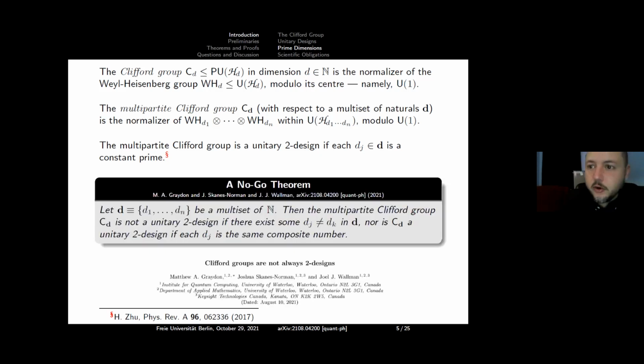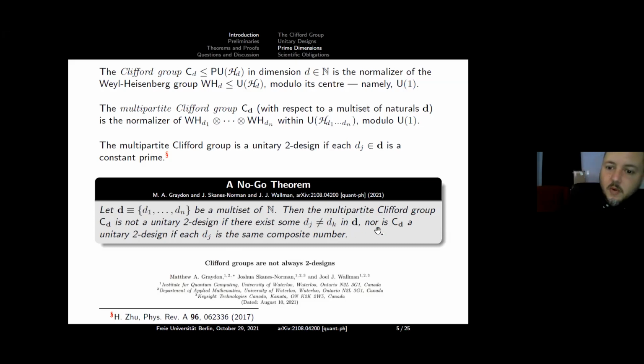Okay. So, no. Those are the only cases. Right. So I'm going to spell it out explicitly. So if I've got a multi-set of naturals, the local dimensions of the Weyl-Heisenberg groups, then the multipartite Clifford group, first of all, it's not a unitary 2 design if any of those dimensions are different. Dare I say, even in cases readily amenable to applications, like say NISQ era cases where I've got a couple qubits and a qubit, right? So I've got a couple qubits, I have a qubit. No, can't do it. Those are prime numbers, but they're different dimensions.